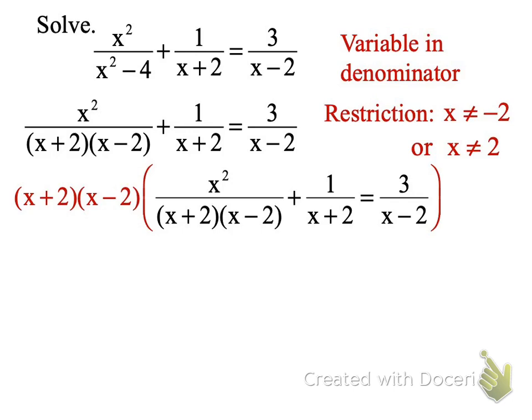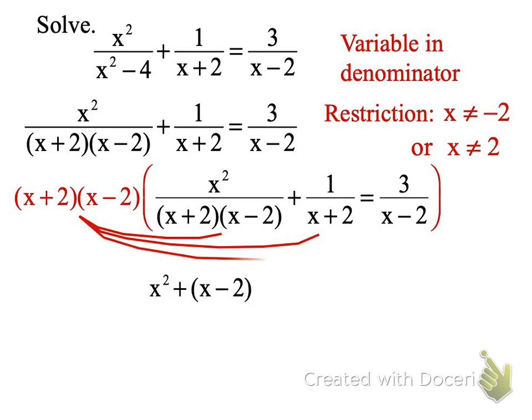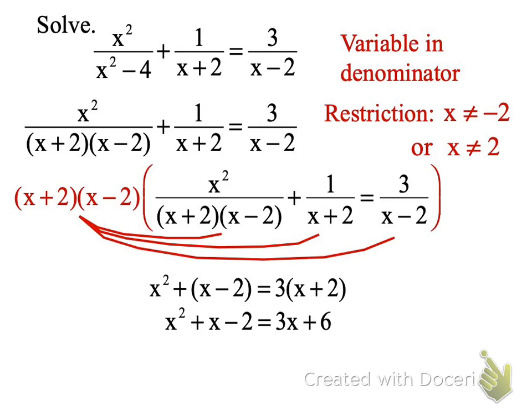As I distribute, on the first one, everything gets cross-canceled, and we're left with x squared. The second one, x plus 2 gets canceled. We're left with plus x minus 2 times 1. The third one, I'm left with x minus 2, and we're left with times 3. We distribute, and we are left with, set it all equal to 0.